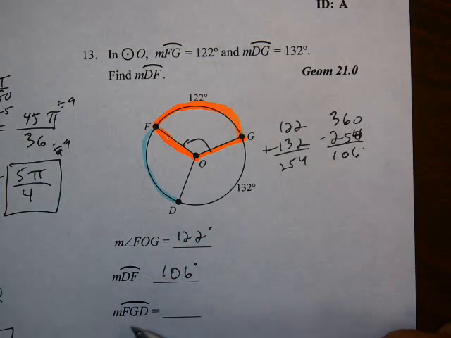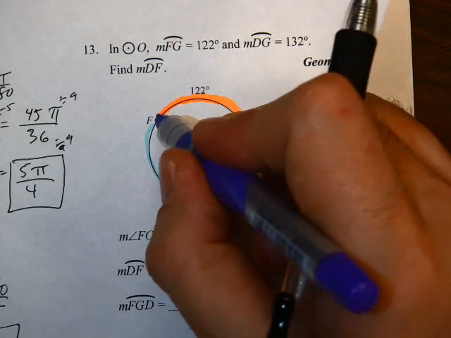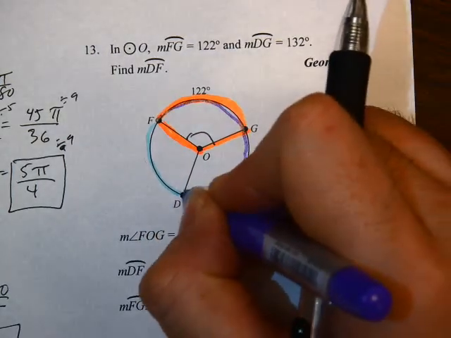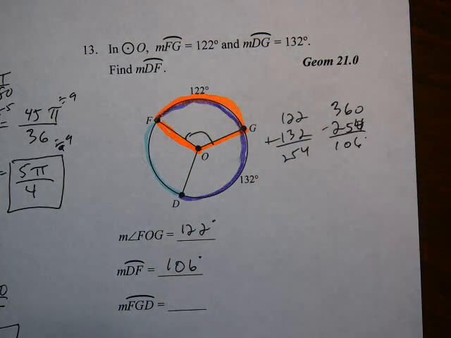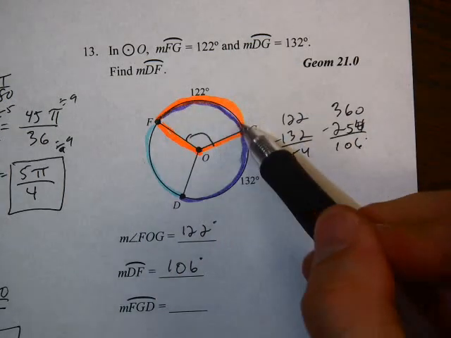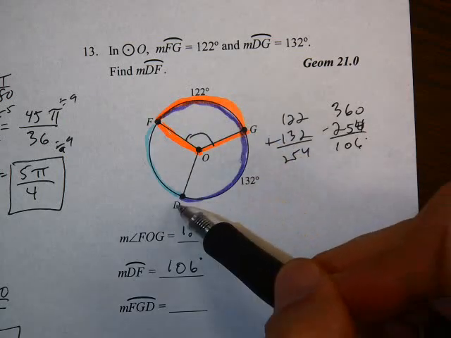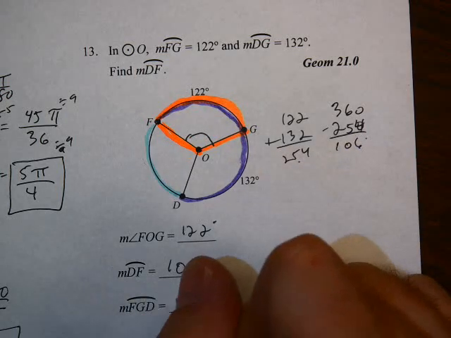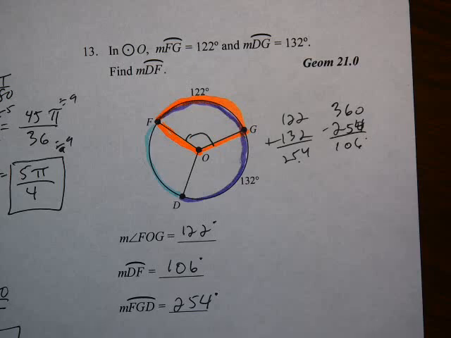Then the last one, measure of arc FGD. So now I'm starting the last color. F going through G all the way over to D is this major arc. All I have to do for that is combine the two arcs that I highlighted together. I already know this one's 122, this one's 132, and I already added those together right here. So those two arcs together, that major arc, will be 254 degrees.